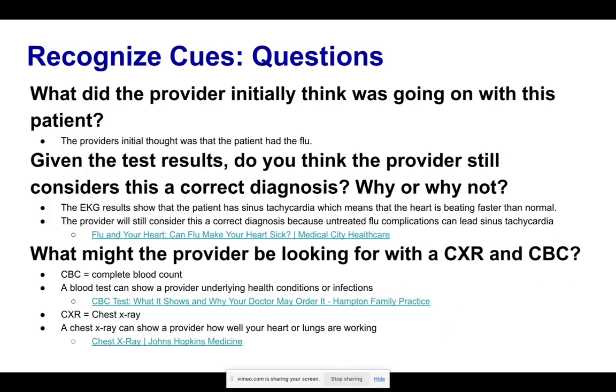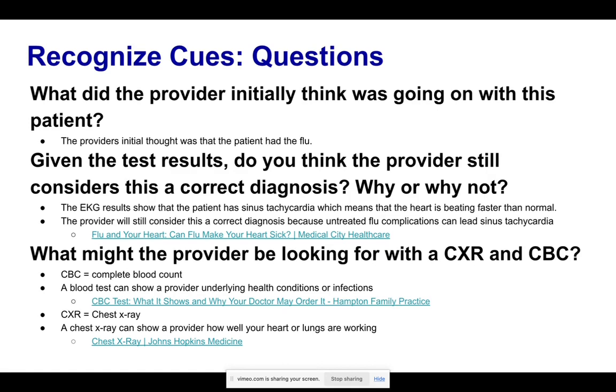So what did the provider initially think was going on with this patient? The provider's initial thought was that the patient had the flu. The EKG test results show that the patient has sinus tachycardia, which means that the heart is beating faster than normal. So the provider will still consider this a correct diagnosis because untreated flu complications can lead to sinus tachycardia.